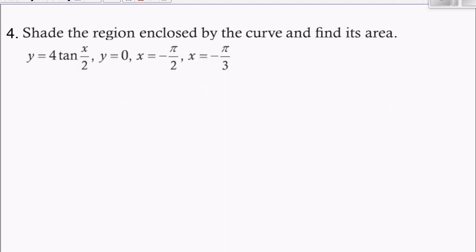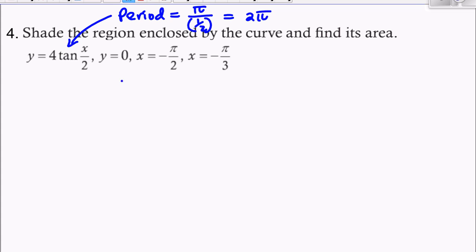Okay, number 4. Shade the region enclosed by the curve and find its area. Now, of course, step 1 is to sketch, but before we sketch, by inspecting this function here, we need to know what the period of this function is before we can sketch it. Now, the period of this function will be pi over the coefficient of x, which is a half. So the period of this function will be 2 pi.